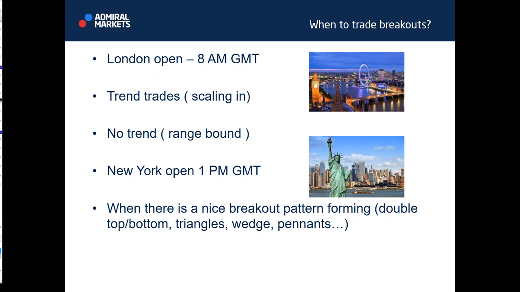Also, when there is a nice breakout pattern forming, such as double top, double bottom, triangles, wedge, pennants, you can also try to trade breakouts, but remember, you need momentum. Opportunities and dangers. Fast way of making profits. Price has a huge momentum spike because it collects stops above and below support and resistance levels. It's called stop grabbing.